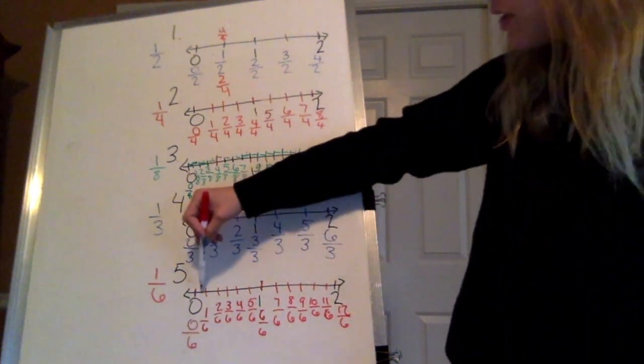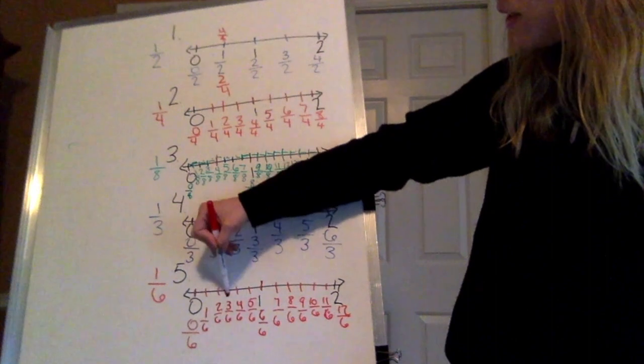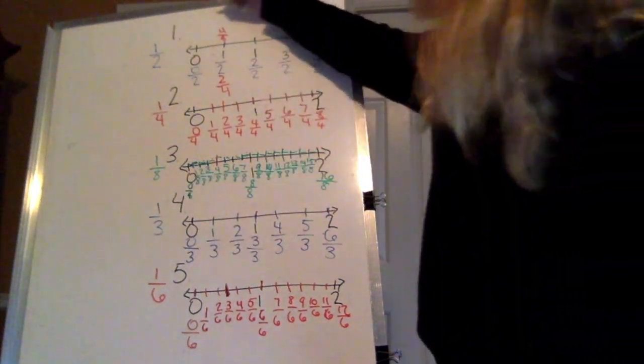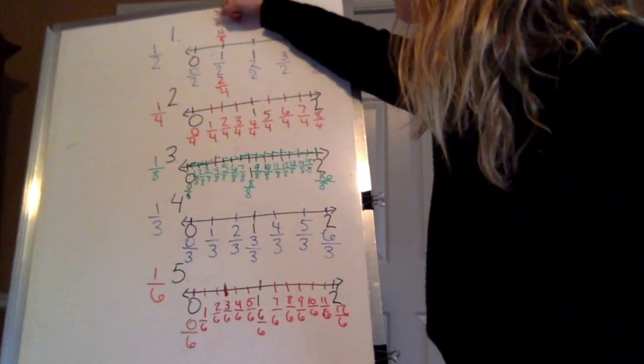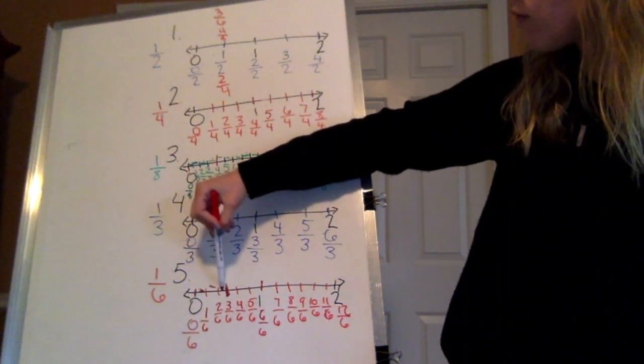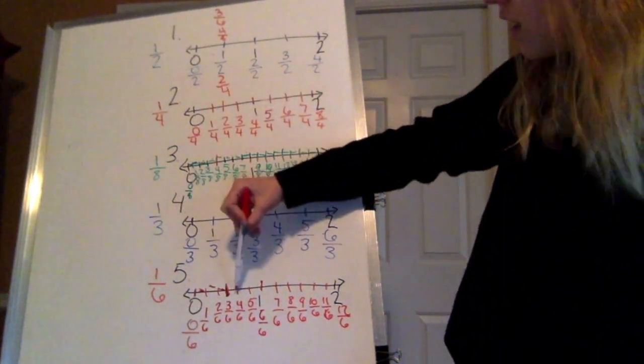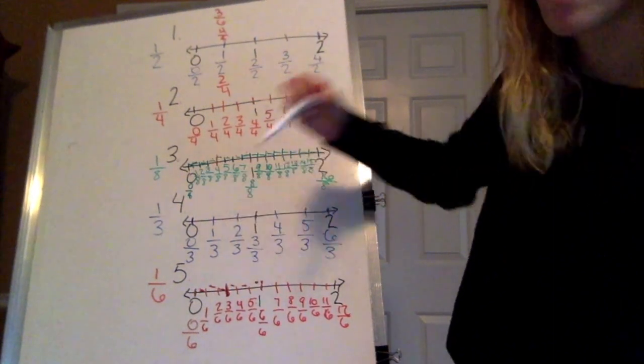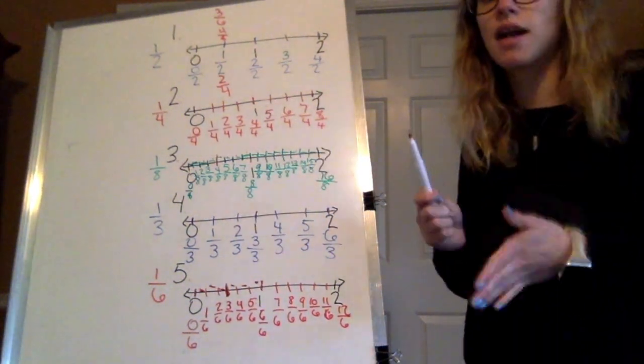Just like I noticed that 3/6 is halfway through between 0 and 1. It has 1, 2, 3 parts on that side, and 1, 2, 3 parts on that side. So it's exactly in the middle.